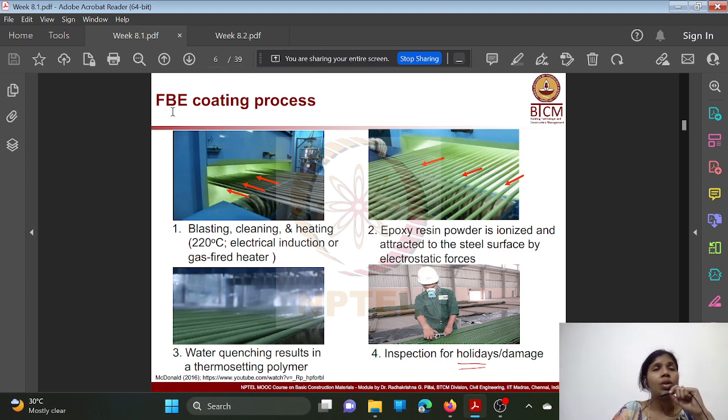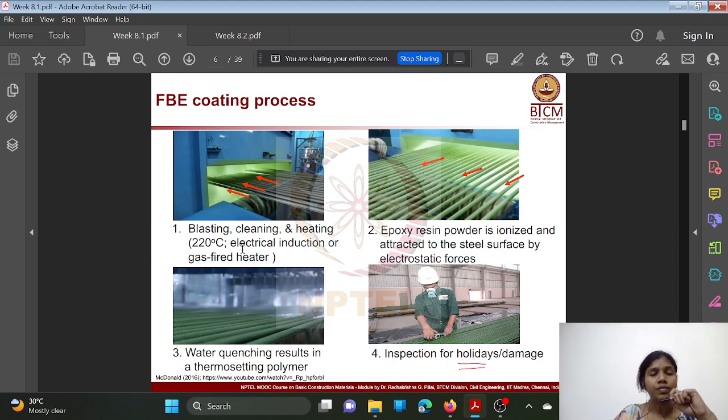See, why it is called fusion bonded epoxy coating is, by the manufacturing process the name has come, that is fusion bonded. It is not like just applying a paint on the rebar. It is bonded to the rebar. The epoxy resin is bonded to the rebar by adopting some different type of application process.